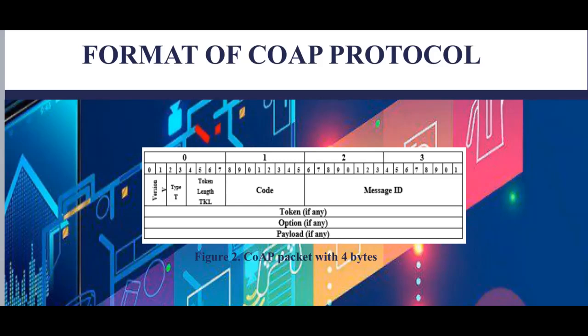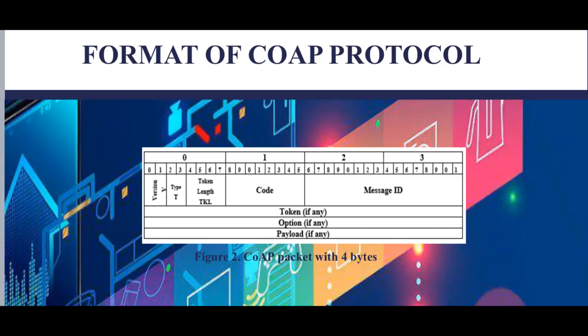Here the code has another byte, which is for request and response. Then the message ID, which is used for detecting message duplication or for matching the response message, and there is a token, option, or payload.